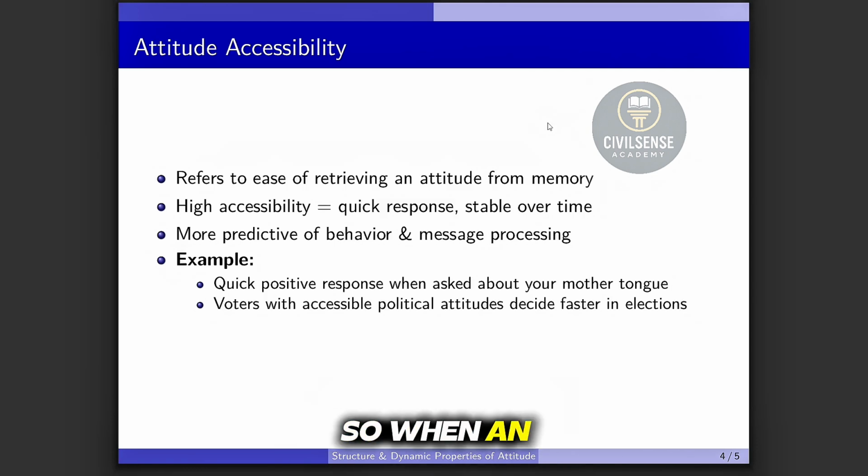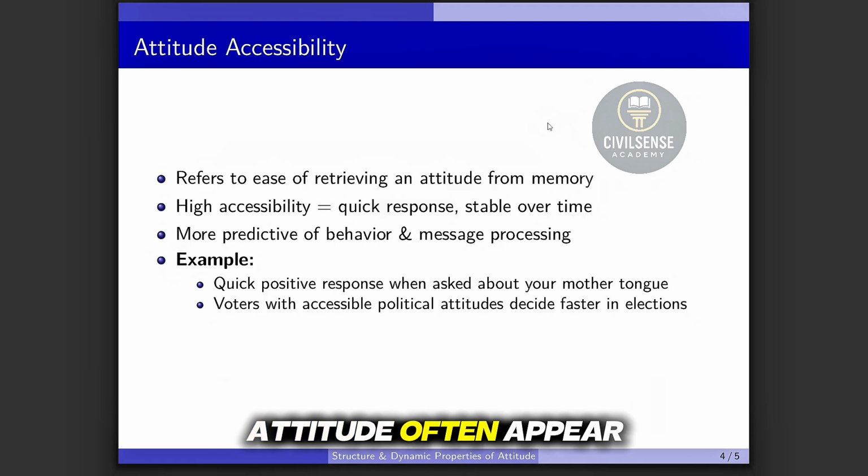So, when an attitude is accessible, you respond quickly and behave consistently. That's why people with strong, accessible attitudes often appear confident and firm in their decisions.